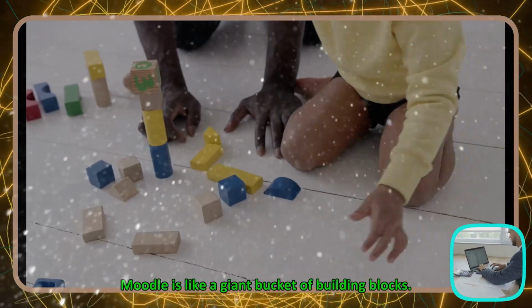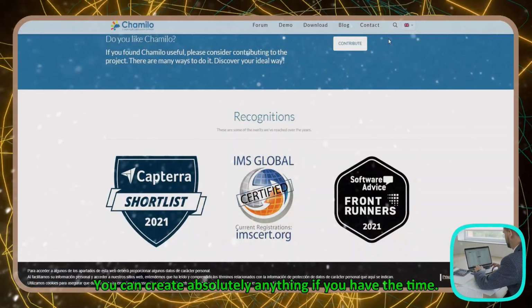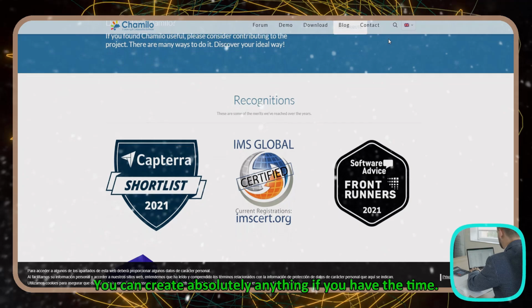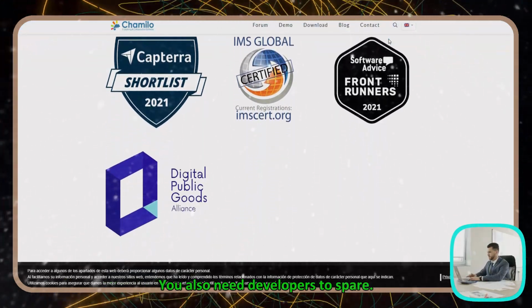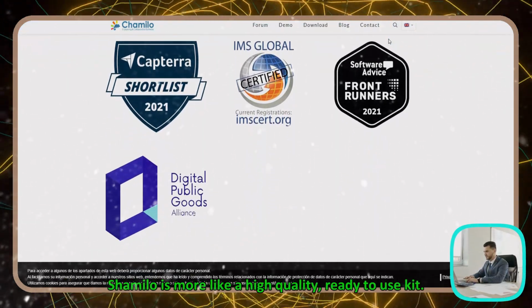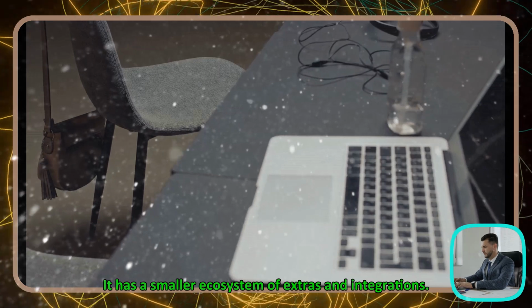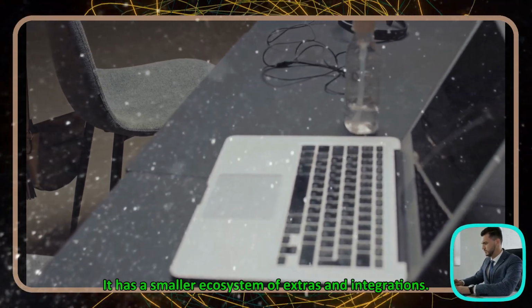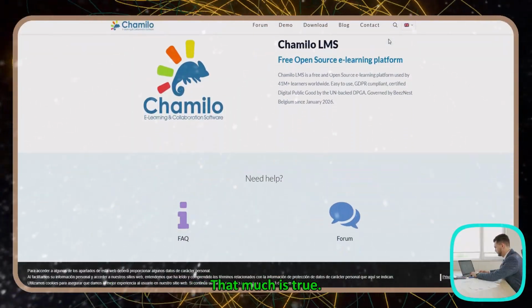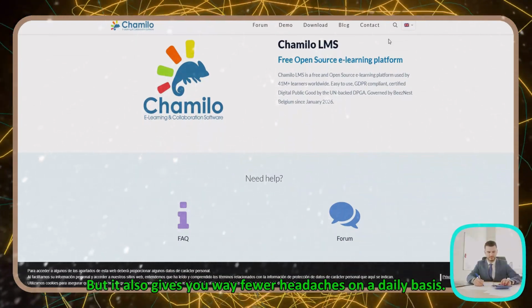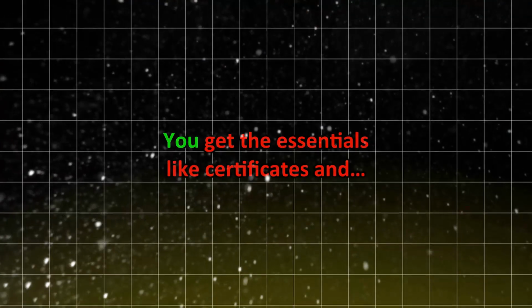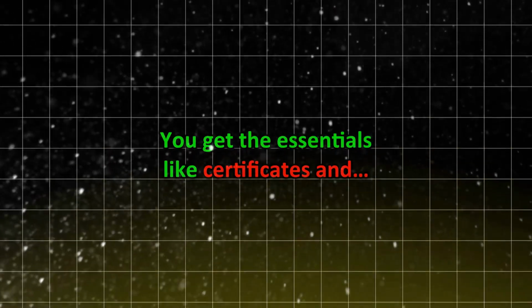Moodle is like a giant bucket of building blocks. You can create absolutely anything if you have the time. You also need developers to spare. Chamilo is more like a high-quality, ready-to-use kit. It has a smaller ecosystem of extras and integrations. That much is true. But it also gives you way fewer headaches on a daily basis. You get the essentials like certificates and student tracking right out of the gate.